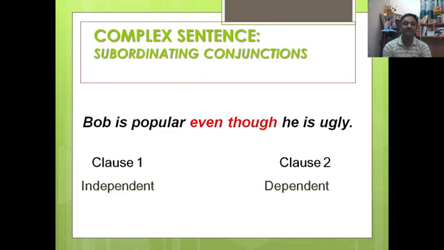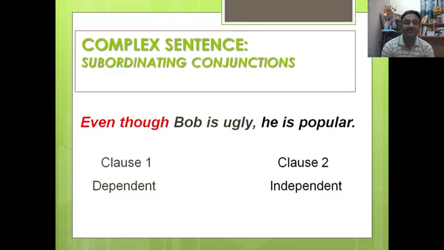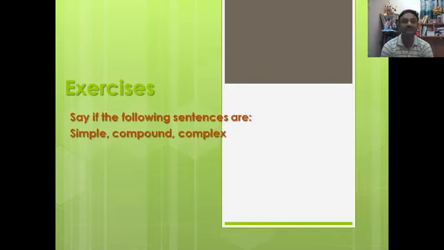Both the clauses' roles have changed. Clause 1 is independent, but clause 2 is dependent, introduced by the subordinating conjunction "even though." That's why the sentence looks like: Bob is popular even though he is ugly. Clause 2 is dependent. Now we can start with it at the beginning: Even though Bob is ugly, he is popular. Now clause 1 has changed to dependent and clause 2 has shifted to the independent clause.